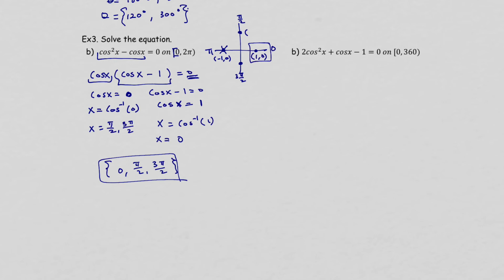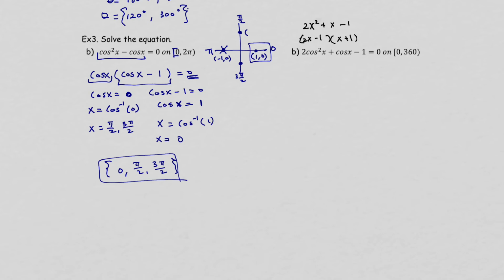Problem B, we have 2 cosine square x plus cosine x minus 1 equals 0. Because you have two terms with cosine x, one with the square, one without the square, you know that you're going to factor somehow. You should recognize this is similar to a quadratic trinomial. If we have 2x squared plus x minus 1, the way that you're going to factor this is 2x minus 1 and x plus 1.